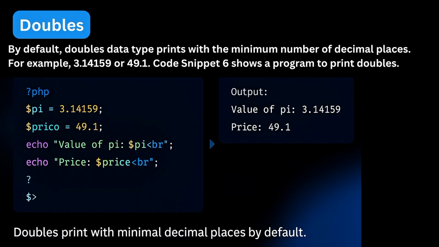How doubles work. Internally, doubles in PHP are stored using floating point representation, which means the value is divided into two parts: the mantissa, the significant digits, and an exponent, which defines the position of the decimal point. This allows PHP to handle a wide range of numeric values, from very small decimals like 0.0001 to extremely large numbers such as 1.7E308.